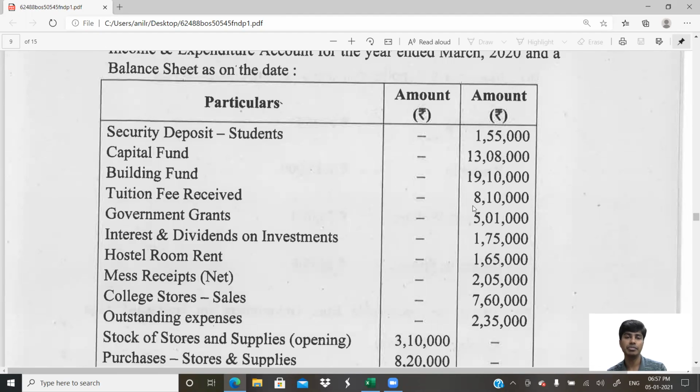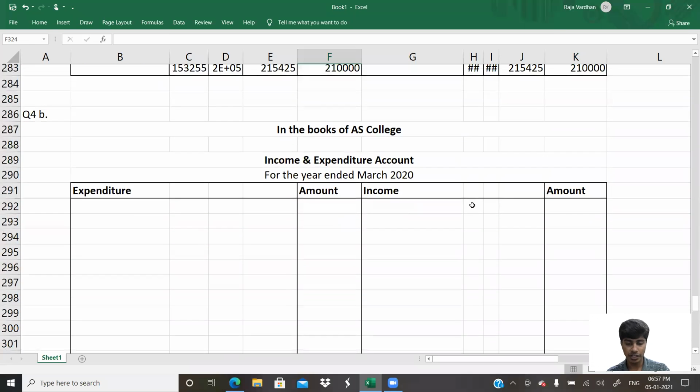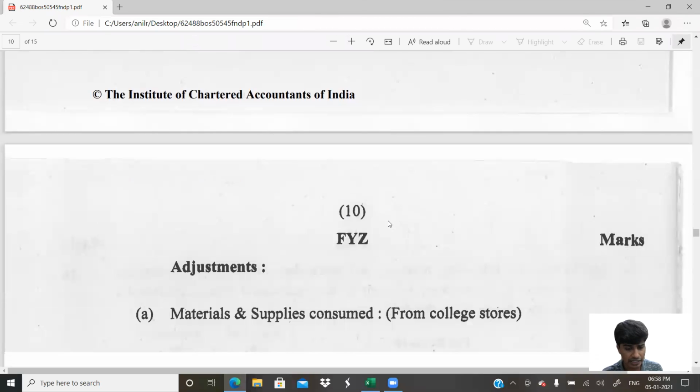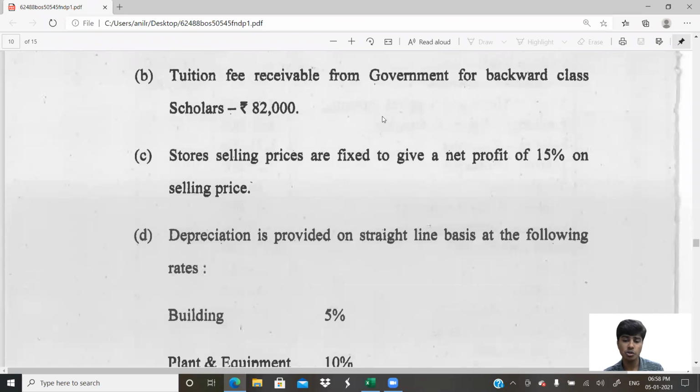Then I have tuition fee received. Tuition fee received is income, 8,10,000. It will go to my income and expenditure account. I'll write here by tuition fee received. How much is it? This is 8,10,000. I will write this in the inner column. You might be wondering, why am I writing in the inner column? Because there is some amount of tuition fee receivable from the government. We read it in the adjustments. Where is it? Here, see, tuition fee receivable from the government for backward class. This should be our income as well as an asset. Because it is tuition fee, our revenue, I'll write it in income and expenditure. Because it is not received, it will become our asset.